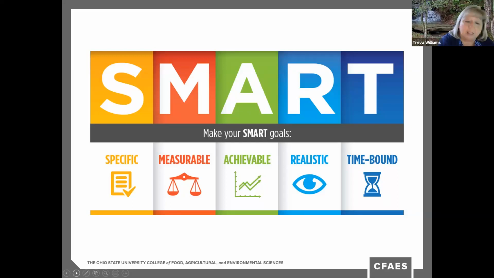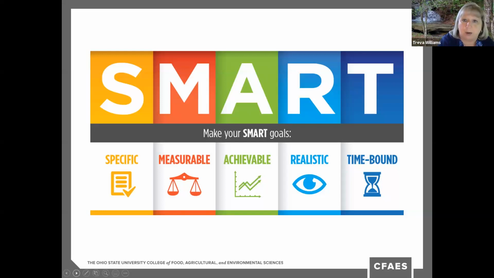They need to be measurable. This particular graphic says achievable. Achievable and applicable both, okay? They need to be realistic and relevant, and they need to be time-bound. So thinking about those things as we think about a goal, thinking about measurable. Measurable means, oh, there's a way to actually tell if I hit the goal or not.